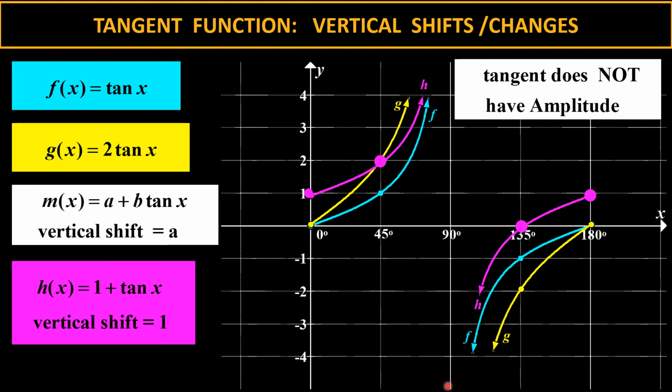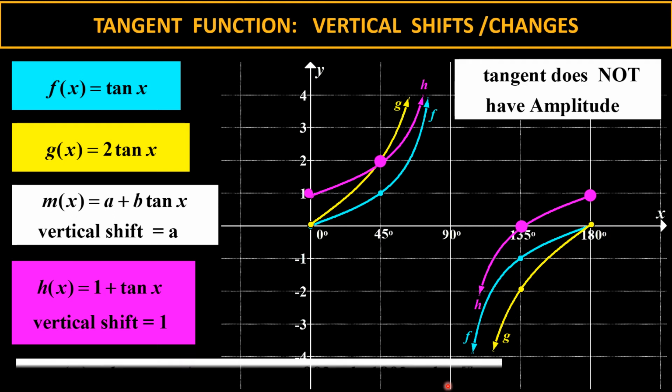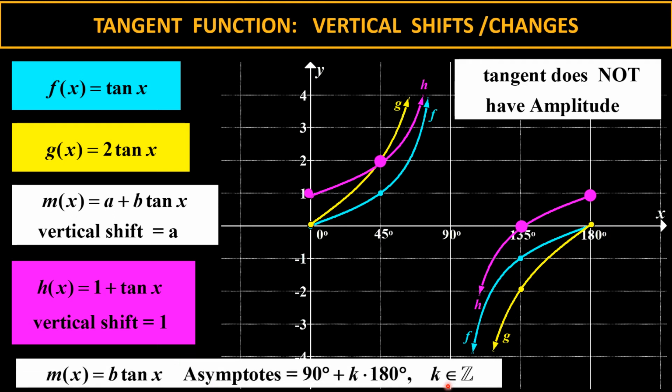Let's bring back the other one so we can compare the 3 graphs there. So in this case, the b tan x, the graph is stretched. That is not an amplitude. The asymptote is 90, and you can get more asymptotes by just adding the period to it. If I extend my domain, I can get more asymptotes there. This is just the general solution for the asymptotes.